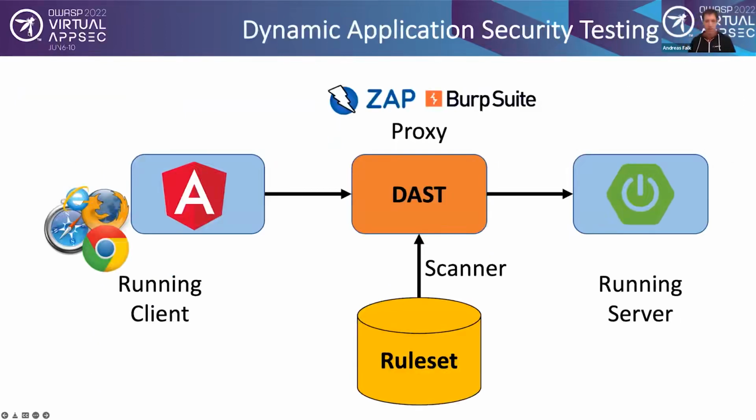Regarding the test tools, these typically run in such a way that you have a running client, like a single page application, then you have a running server with a Spring Boot backend, for example, and then you put that test tool in the middle of these two sides as some kind of proxy. This proxy then gets all the requests and responses from the client to the server and the responses back from the server.